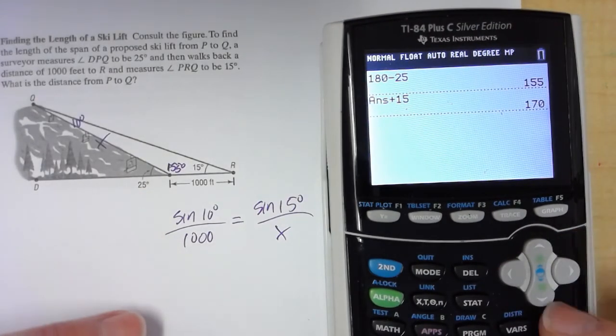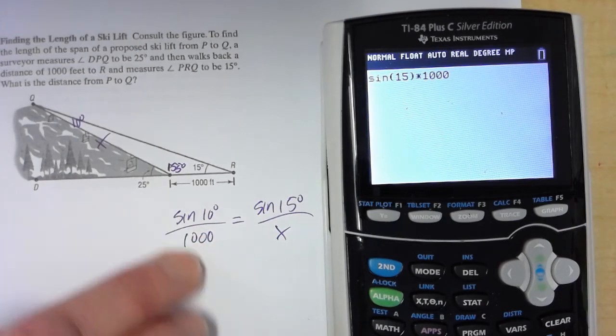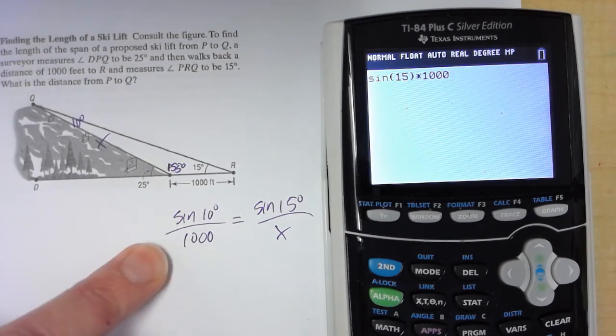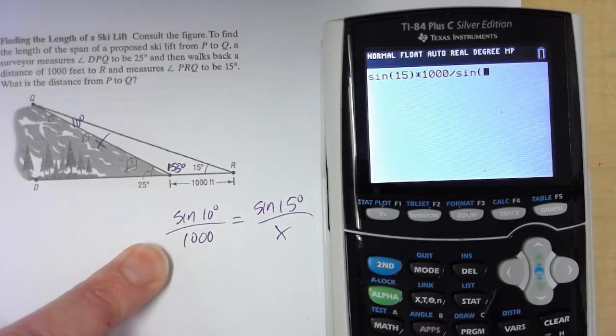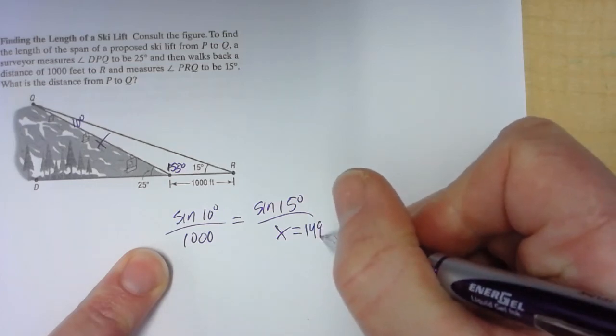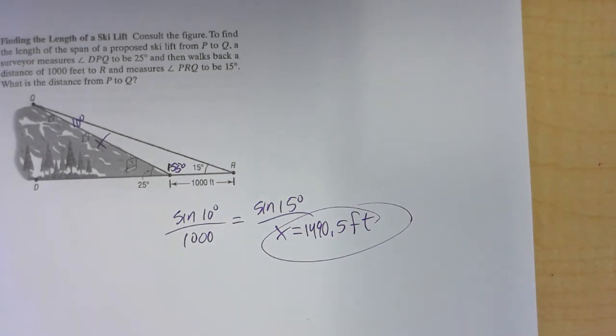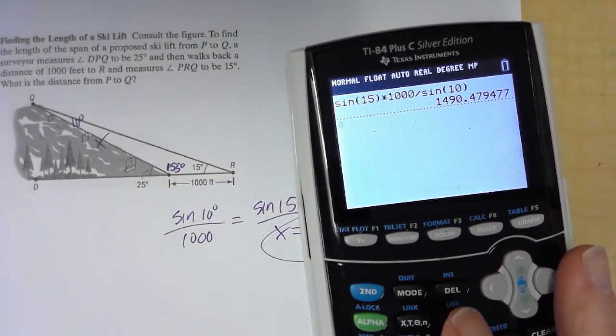So again, this is an indirect measurement. So it's sine 15 times 1,000, and I need to close the parentheses, times 1,000. So it's this times this divided by sine of 10 degrees. And 1490. So x is 1490.5 feet. So that's going to be the run of the ski slope, 1490.5 feet. They rounded to 2 decimal places in the book.